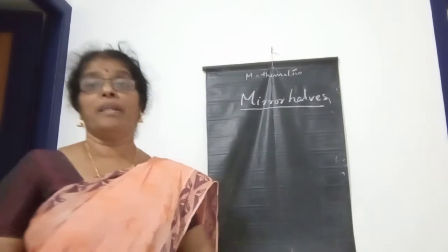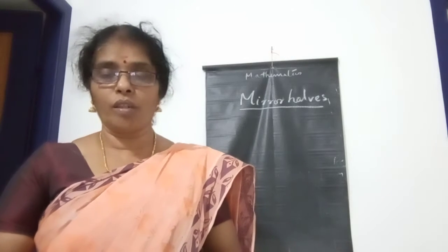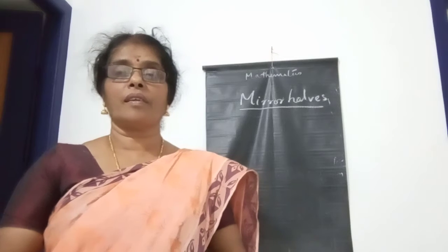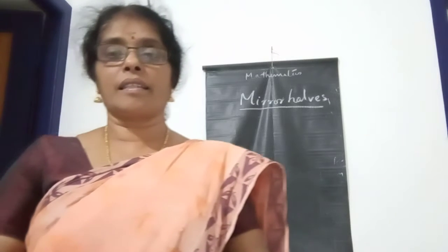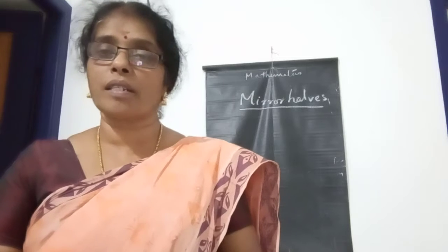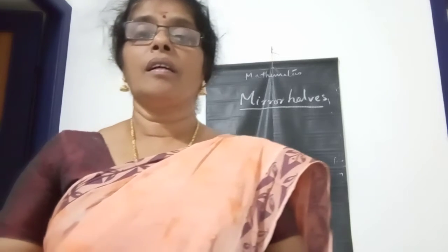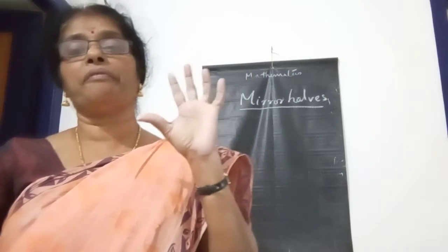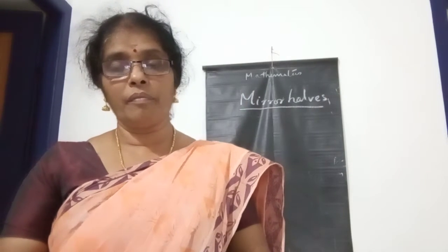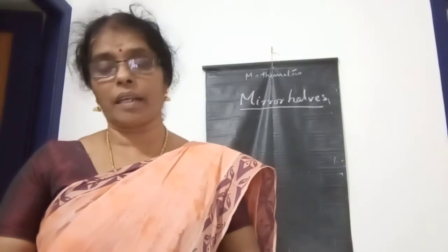That is mirror house. What is that, children? Mirror house. What is mirror house? Mirror house means if both sides, left and right side of an object, are equal or same, that is mirror house. If the left and right sides of an object are the same or equal, we can call it a mirror house.